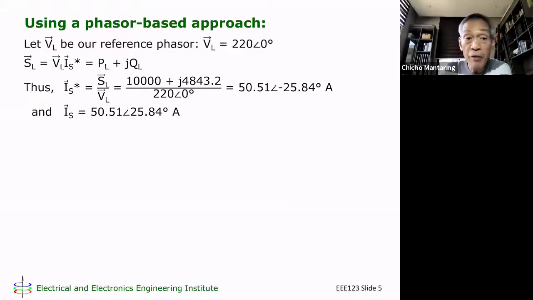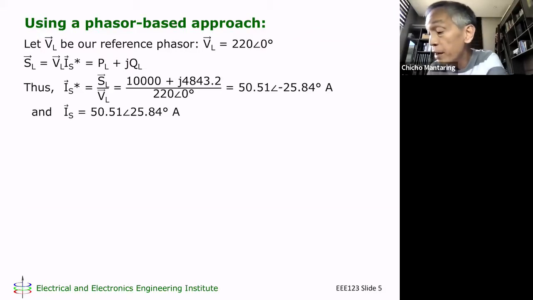I can compute for the phasor current I_S from the complex power formula. I know that the complex power delivered to the load, which is VL multiplied by I_S conjugate, is equal to P_L plus jQ_L. And I already computed Q_L in the previous slide, no? Which is 4843 volt-amperes reactive.